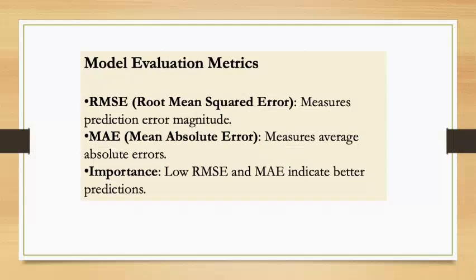Coming to the model evaluation metrics, first one we have the root mean squared error. It measures the prediction error magnitude. Then we have mean absolute error, which measures the average absolute errors. Then we have the importance, which is that low RMSE and MAE indicate better predictions.